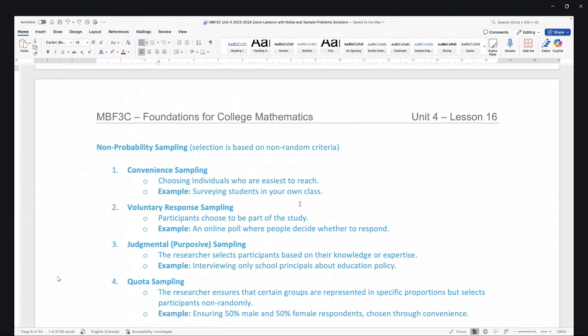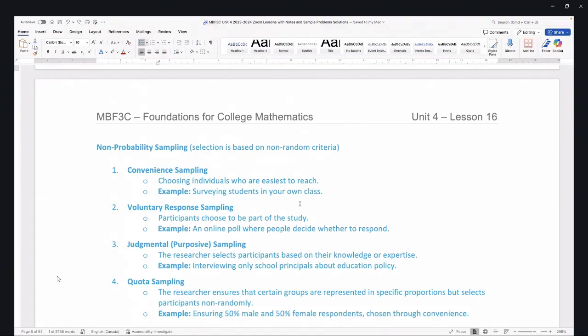Okay. Voluntary response sampling, that would be you pass out a survey in class and ask for people to complete it and submit it to you later. Now, in those cases, not everyone is going to respond. Not everyone will complete the survey. So, you'll see a lot of surveys online where they ask you to complete a survey. Some people will do it, a lot of people won't.